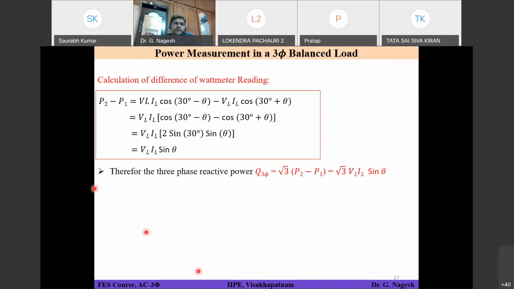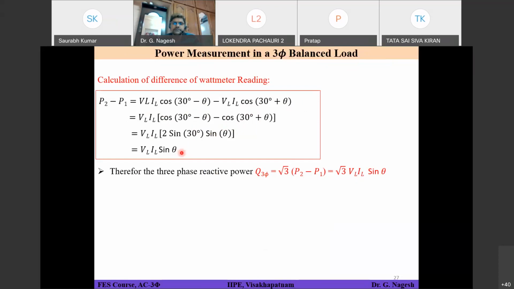Right. So if you do P2 minus P1, that is VL IL into cos of (30 minus theta) minus VL IL into cos of (30 plus theta). If you expand and simplify this, you will get VL IL into sin theta. So the root 3 factor will not be present in this P2 minus P1 calculation.